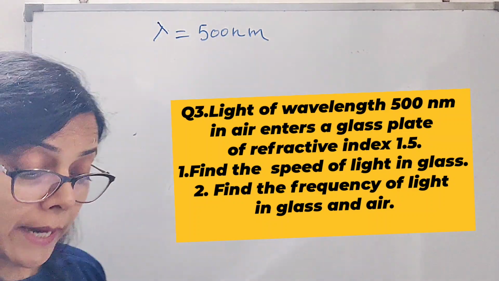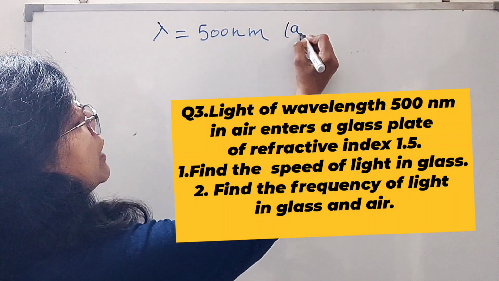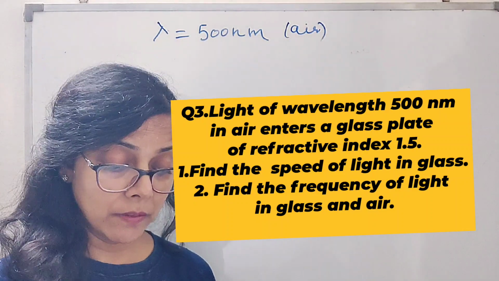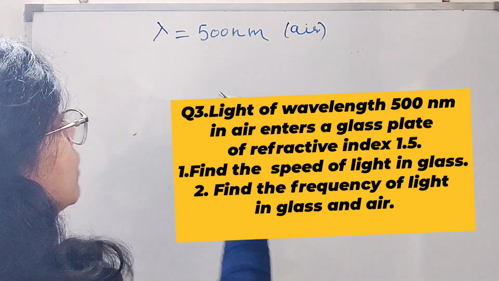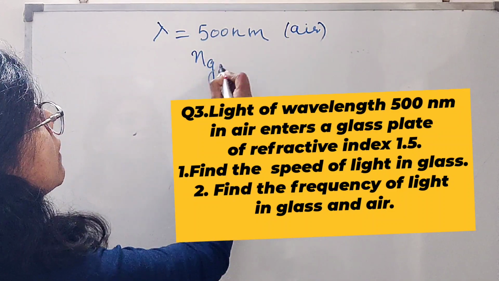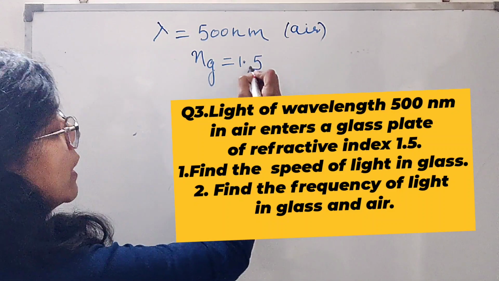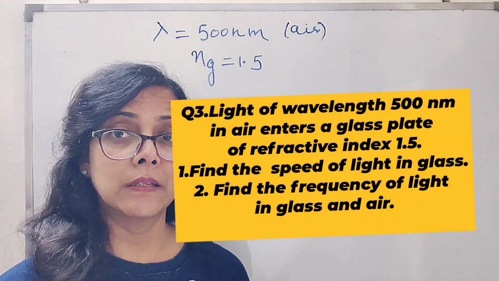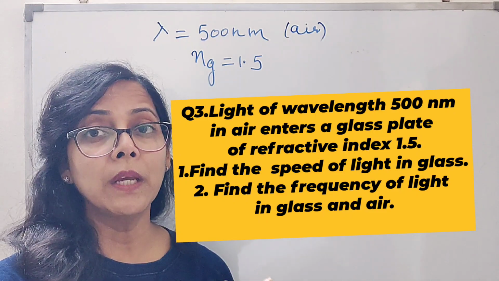And this is in air. I am writing here, this is in air. It enters a glass plate of refractive index 1.5. So the refractive index of glass is given to us as 1.5. Find the speed of light in glass. So the first part is the speed of light in glass.